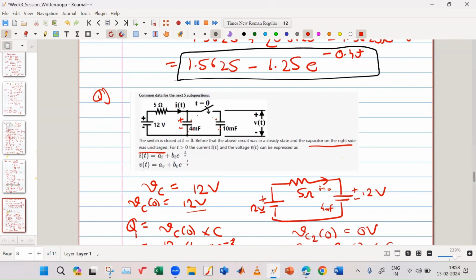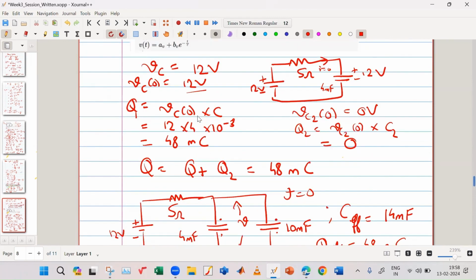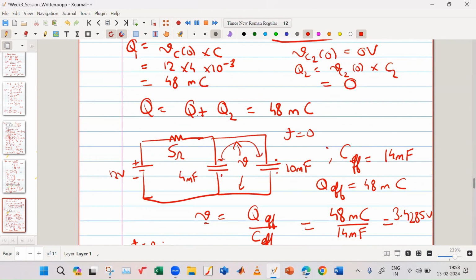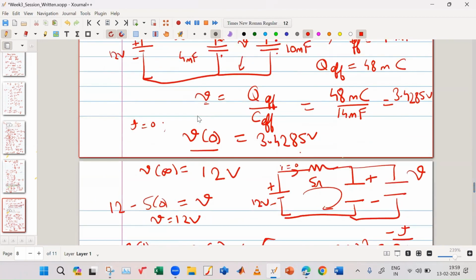Initially the capacitor is charged to 12 volt because it acts as an open circuit. Then we found out the overall charge stored in the system. There was some 48 millifarad charge stored, and similarly there was no charge on the other. So the overall charge stored in the system was 48 millifarad. Now I close the switch at t equal to 0. When I close the switch, the charges get distributed. Some charge goes over here. When the charges get distributed, the effective voltage comes out to be 3.4285 volt. Okay, I get that effective voltage.